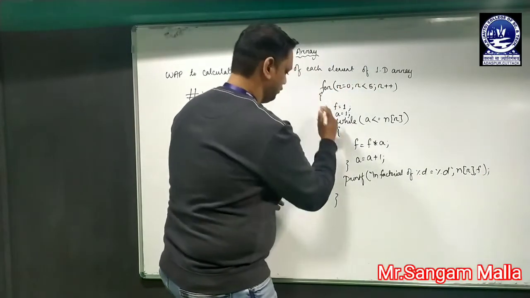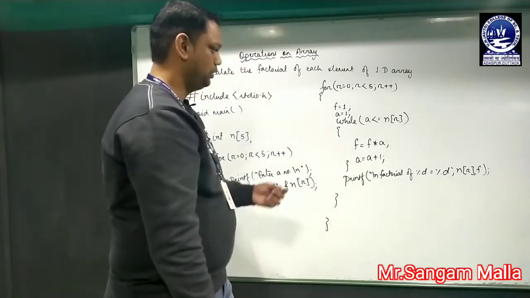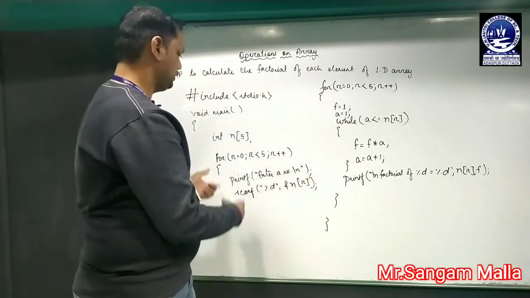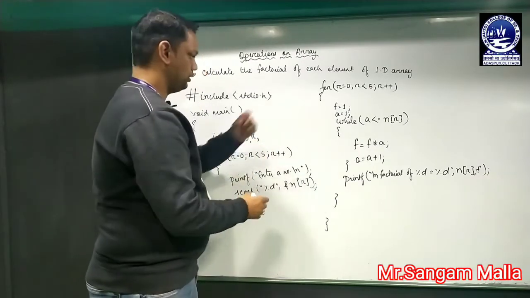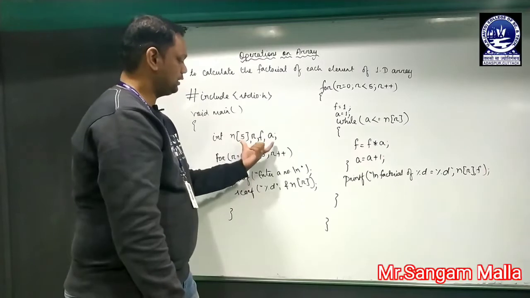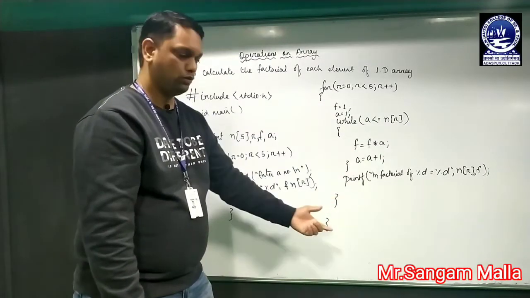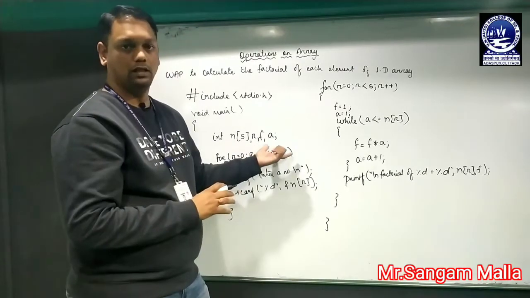Then the for loop will end over here, then finally the void main. So whatever variables we have used in this program, I will write it down. I have used r, f and a. So these are the variables which I have used in the program. So I have declared all the variables. Now let's take an example.